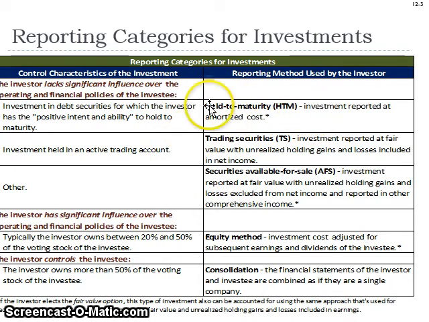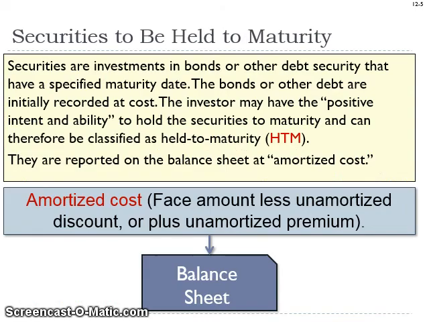And we're going to be looking at the three categories of securities lacking significant influence. The categories are held to maturity, trading securities, and securities available for sale. Now, we internally decide what categories our stocks and bonds and such fall into.